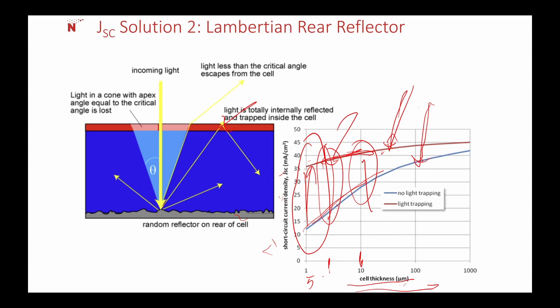So the difference in the current will be more in the lower side of the cell thickness, because the optical path of the light, delta L, or delta LOP. Okay, I am just giving it a name. We are increasing the optical path delta LOP more in this region. That's why the difference in this region is more.